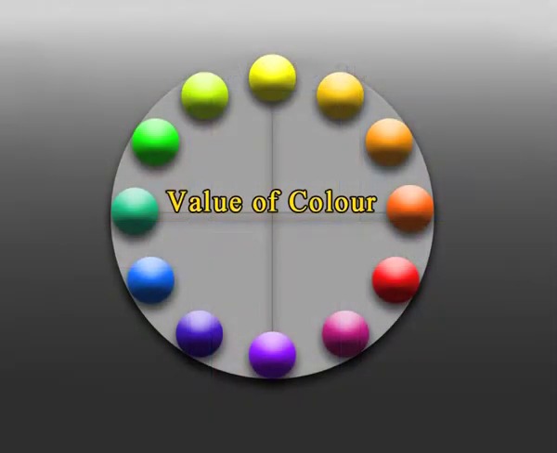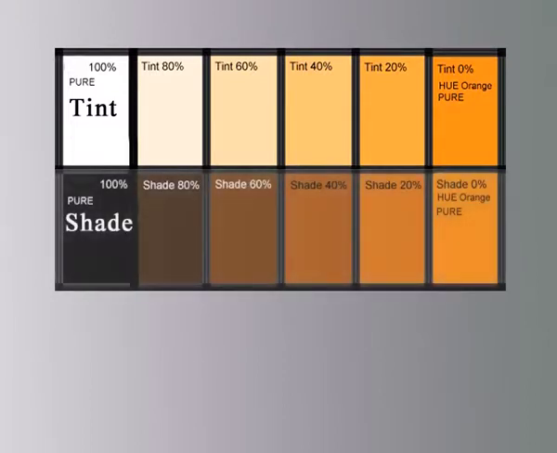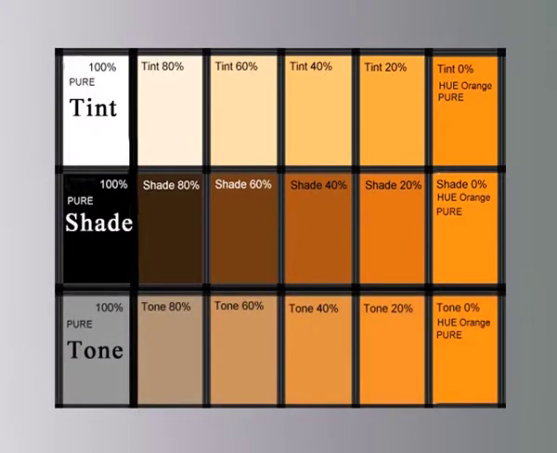The value of color is the lightness and darkness. Colors are made lighter and darker by adding either black or white. A color plus white is called a tint. A color plus black is called a shade. A color plus gray is called a tone.